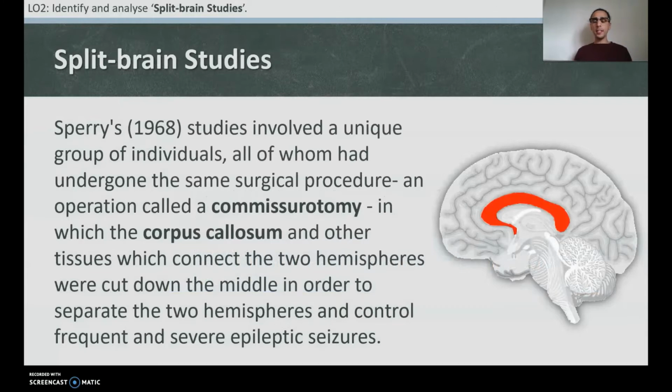Sperry's 1968 studies involved a unique group of individuals, all of whom had undergone the same surgical procedure, an operation called commissurotomy, in which the corpus callosum and other tissues which connected the two hemispheres were cut down the middle in order to separate the two hemispheres to control frequent and severe epileptic seizures in the most severe of cases.